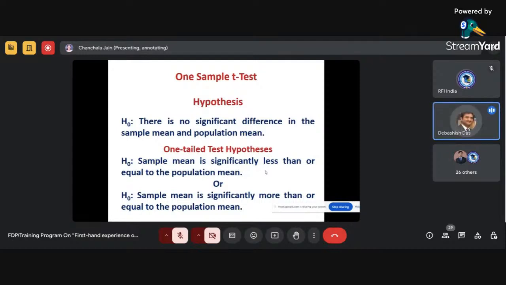So basically what you're saying is, in case the hypothesis is open, then it's a two-tailed test. If the hypothesis is towards one side, then it's a one-tailed test, right? Yes.